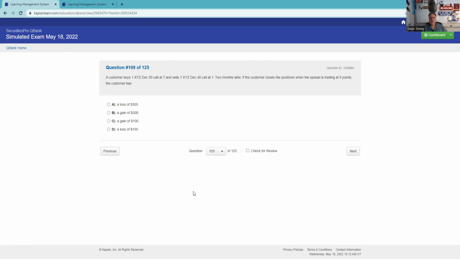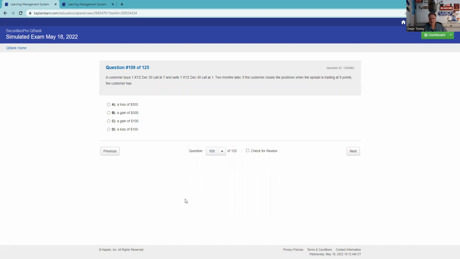A customer buys a December 30 call at 7 and sells a December 40 call at 1. This looks like a debit call spread. Two months later, they close the position for a net of 9. So I want the difference to widen, and to widen from 6 to 9.